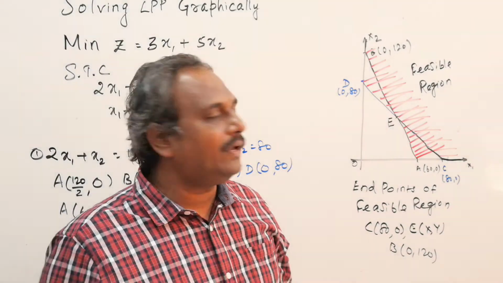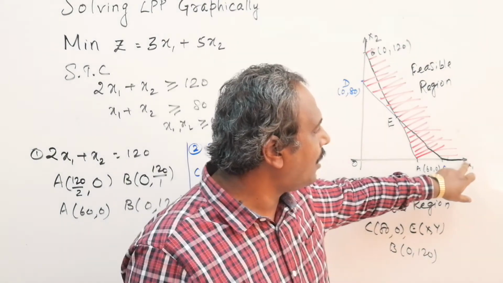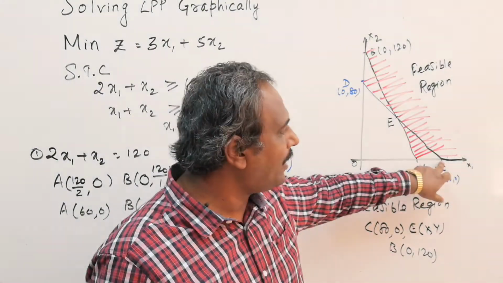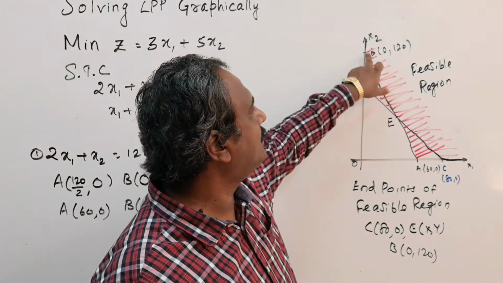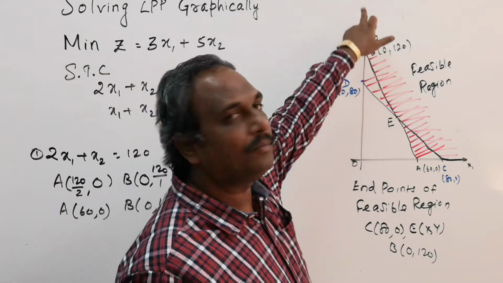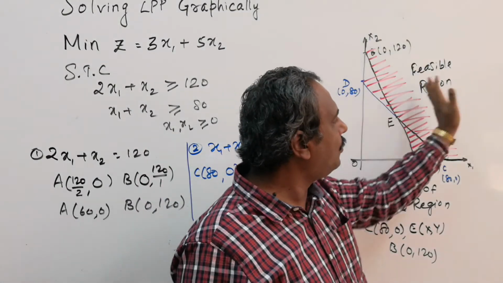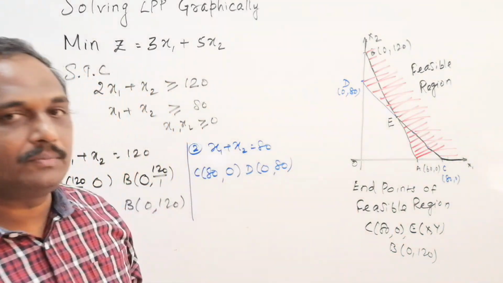On the contrary, when you want to find the minimization, you start from the outermost value and keep moving. Here is your point, make a turn. Here is your point, make a turn. So I am going to consider the outermost feasible region.